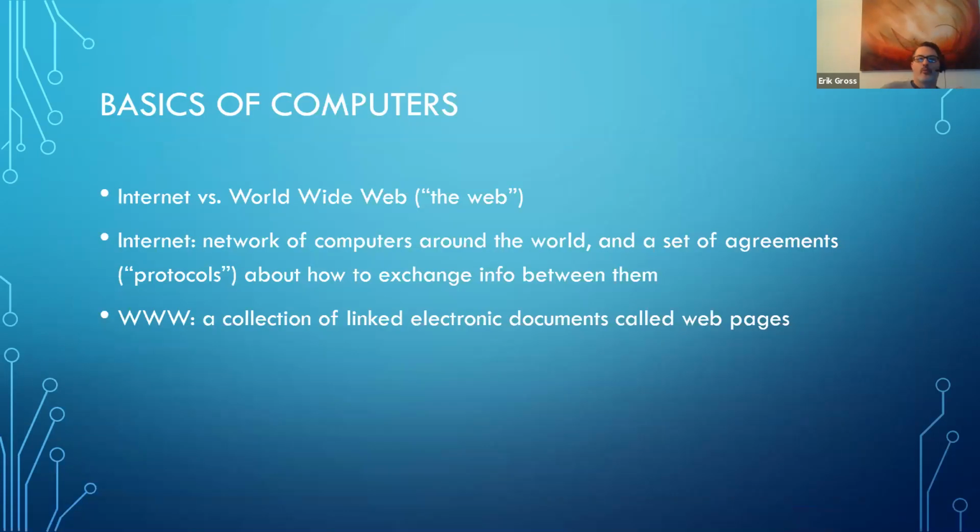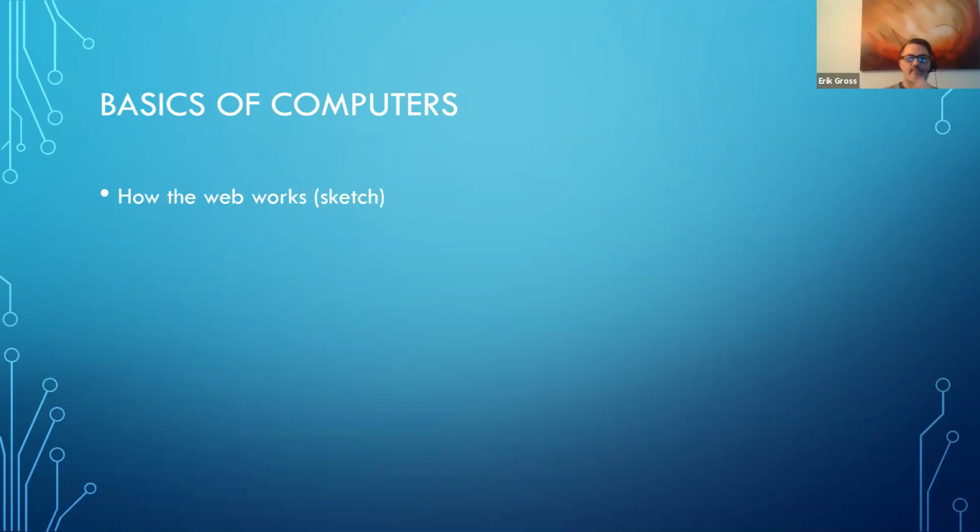There's a difference between the internet and the web. The internet is just machines. It's just connected computers. The web uses those computers to store documents. And those documents are linked together. That's what the web is. So now I'm going to show you how this works. And this is important to see the web in action, because you're going to build your own web page today. So let me switch here.